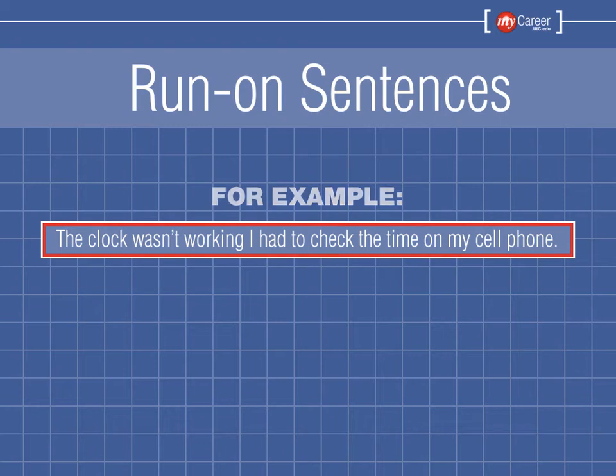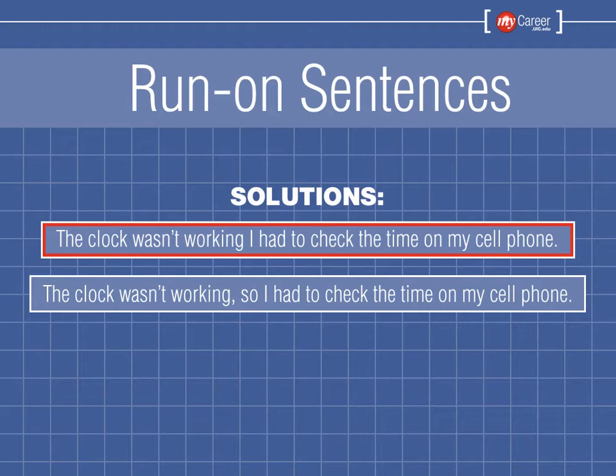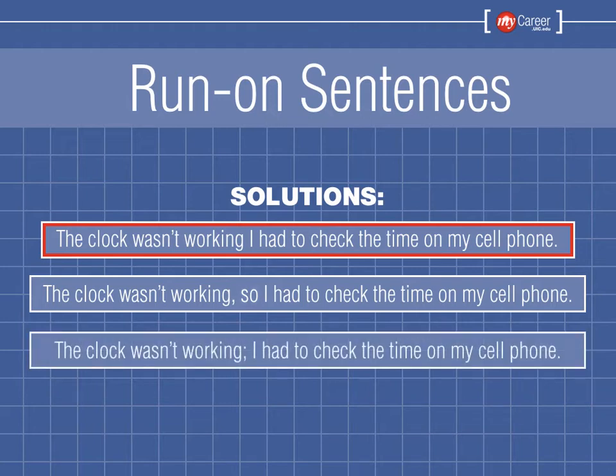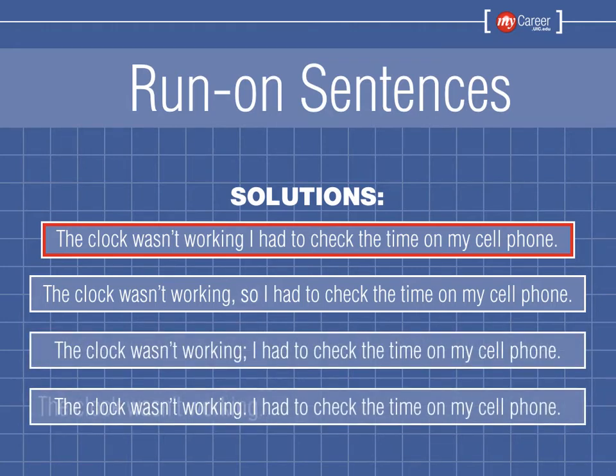There are three ways to correct this sentence. You could add a comma followed by the word so. You could add a semicolon. Or you could separate it into two sentences.